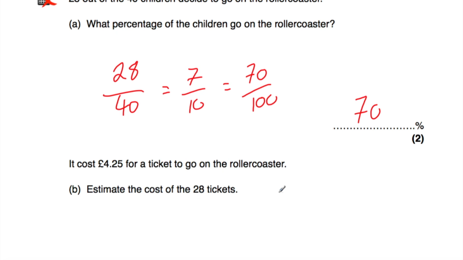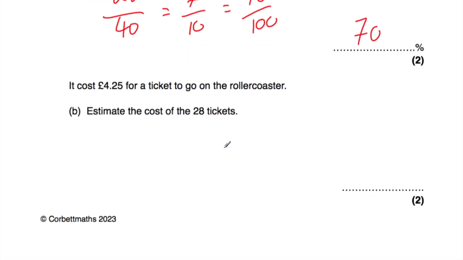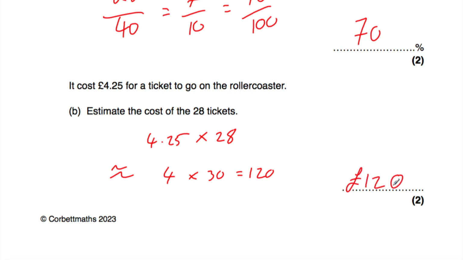Part B says it costs £4.25 for a ticket to go on the roller coaster. Estimate the total cost of 28 tickets. If we want to work out the actual cost of 28 tickets, we would take our £4.25 and multiply that by 28. Because this is an estimation question, let's round these numbers. So instead of using £4.25, I'm going to use £4, which is just a bit nicer, and instead of using 28, I'm going to use 30, rounding that up. So 4 times 3 is 12, so 4 times 30 is equal to 120. Our estimate for the total cost of 28 tickets would be £120, and that's it.